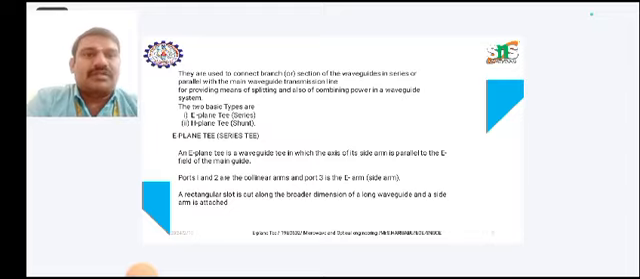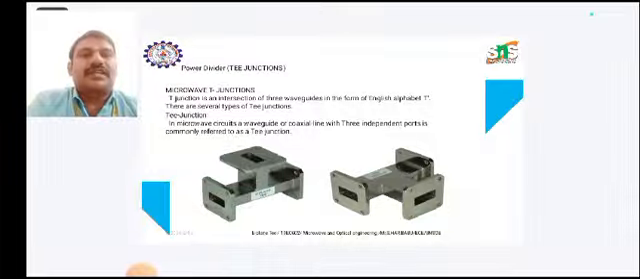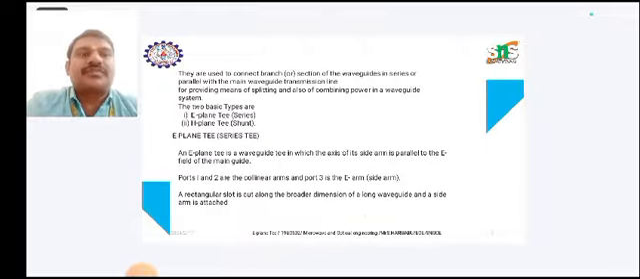Now let us see about the E-plane T. An E-plane T is a waveguide T in which the axis of the side arm is parallel to the E field of the main guide. Ports 1 and 2 are the collinear arms and port 3 is the E arm, that is the side arm. Here we see the left and right portions of the E-plane T, and the vertical direction above is the E-plane section, that is the E arm.